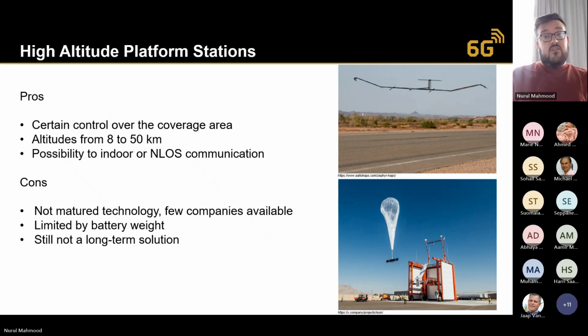They are, for now, limited by the battery weight. So most of them are powered by solar energy, but there's a limited time where they can keep working there without landing. So we have to wait for battery technology to improve so they can improve the flying time. And because it's not a mature technology, it's still hard to say they are a long-term solution.